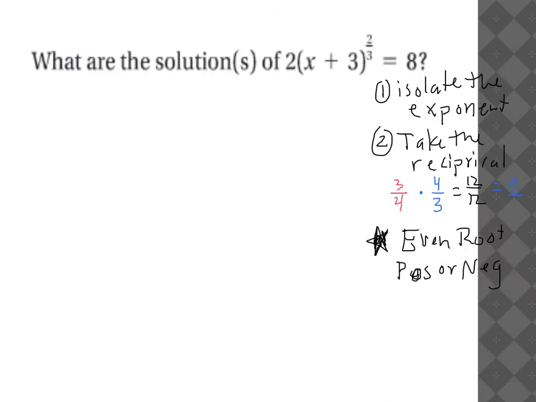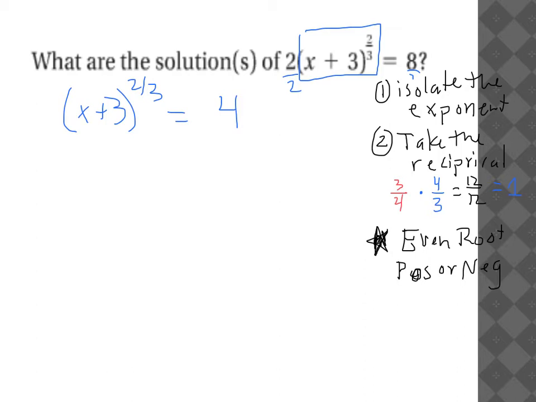So when I'm dealing with a problem and I have exponential fractions, the first thing you want to do is isolate just the exponent. So I want to get rid of this 2. That 2 is being multiplied, so I have to divide both sides by 2. Now I have x plus 3, that whole thing raised to the 2/3 power, is equal to 4.